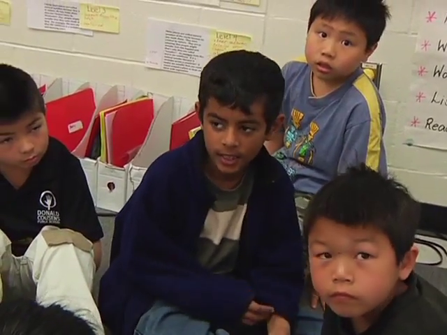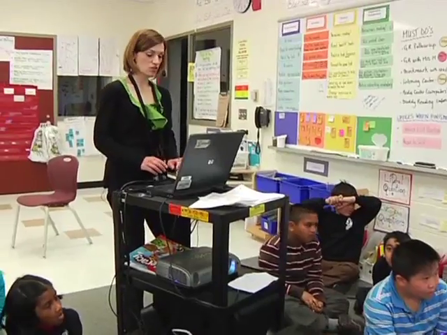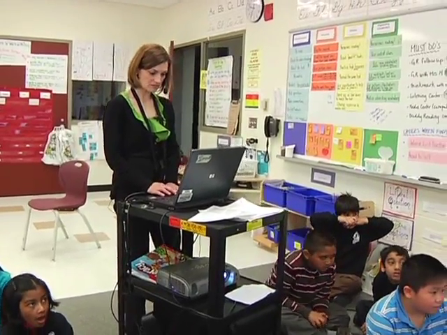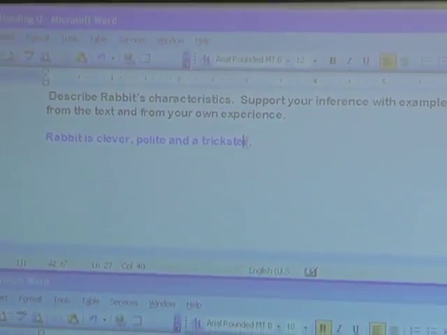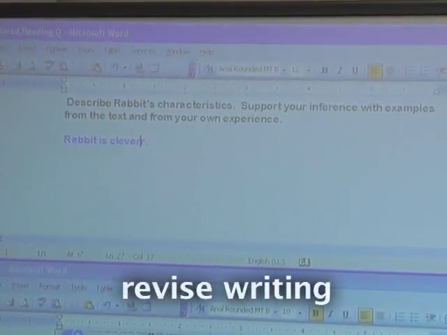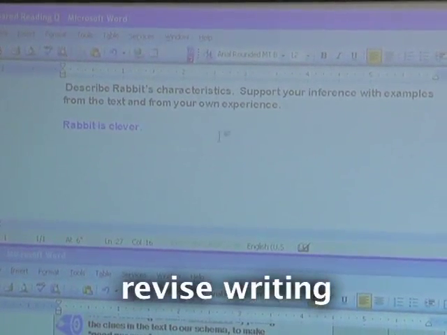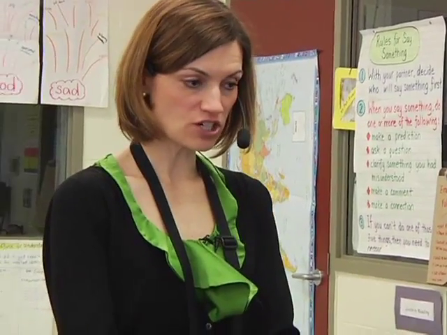So that's why he is really clever in the story. So we're going to take out polite, and we're even going to take out a trickster. Okay. Rabbit is clever. So Ayub, can you share your group's support from the text, please?